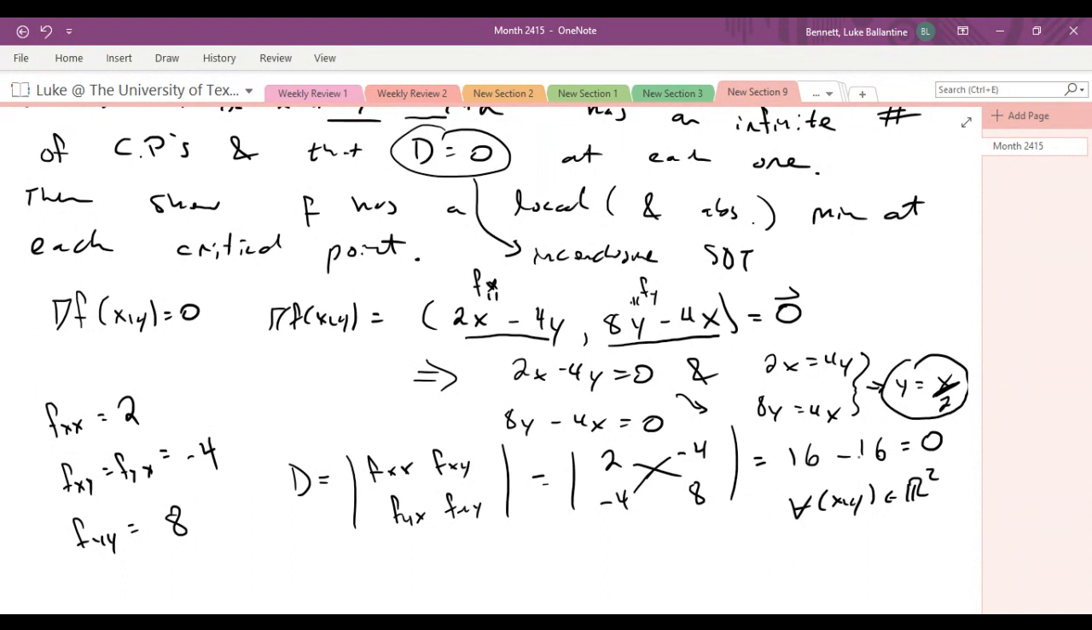Okay, so that's not cool, right? Because then we're just like, whoa, what do we do? We don't have the second derivative test to work with anymore. So I'll tell you what we're going to do.